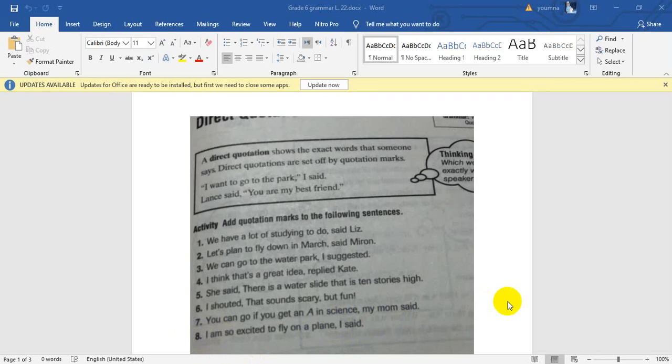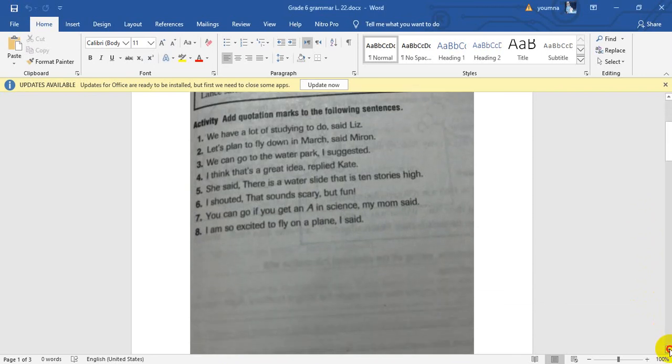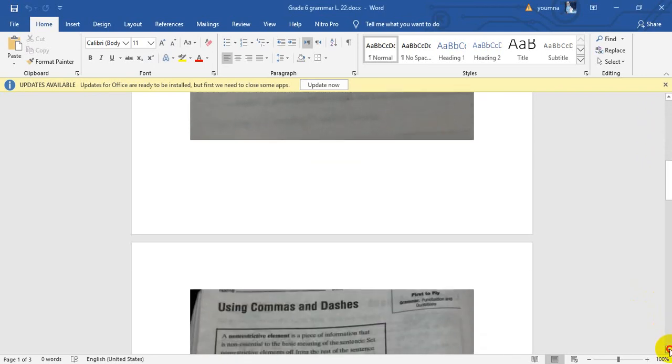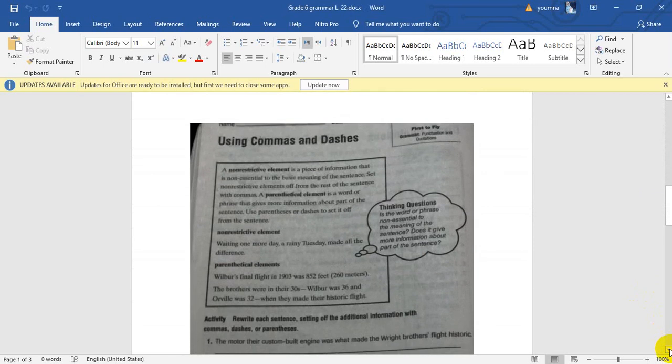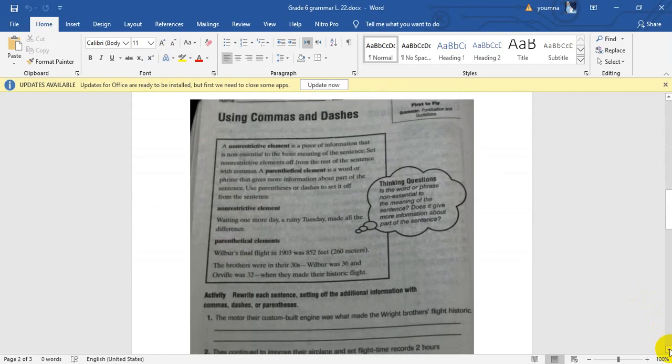Then turn the page with me and let's move to page 308. And actually it's talking about what we had last time in the grammar of lesson 21. It's when you can add the commas or dashes, okay, or the brackets or the parentheses. So for example here, waiting one more day, comma, a rainy Tuesday, comma, made all the difference.